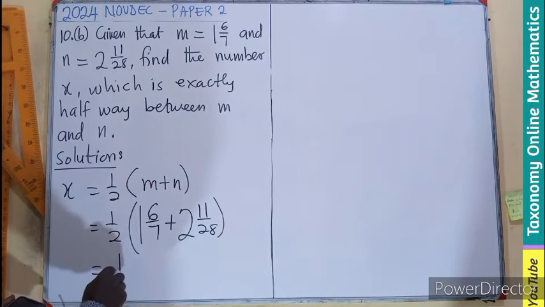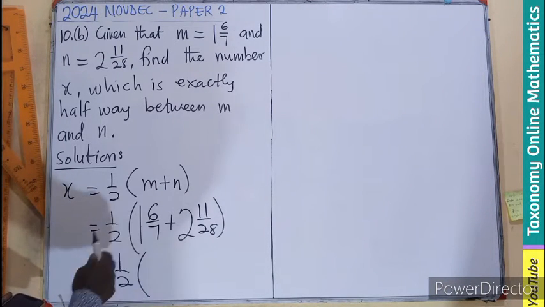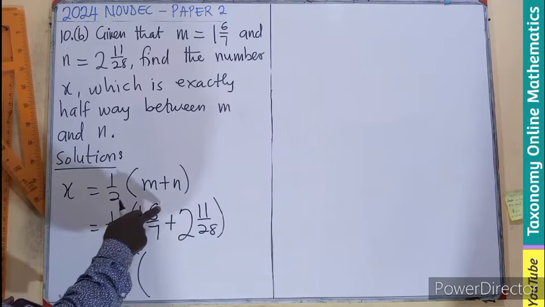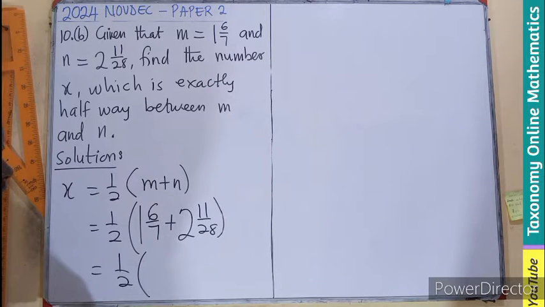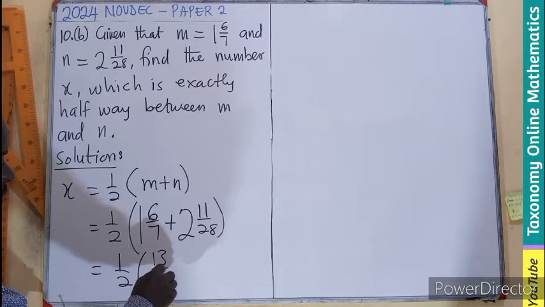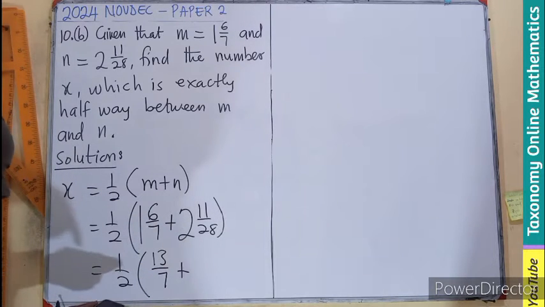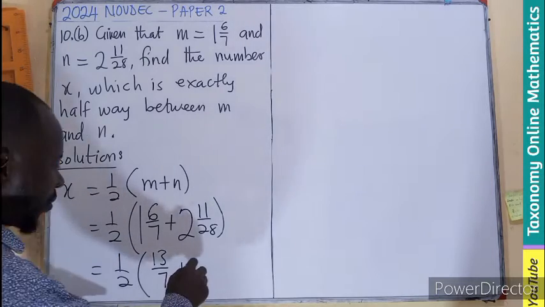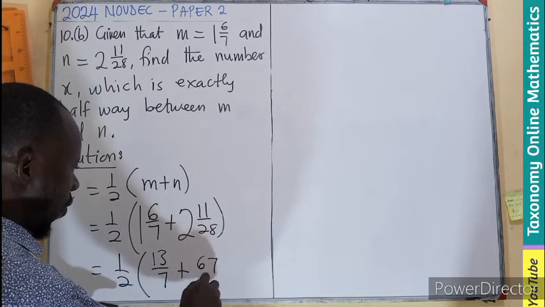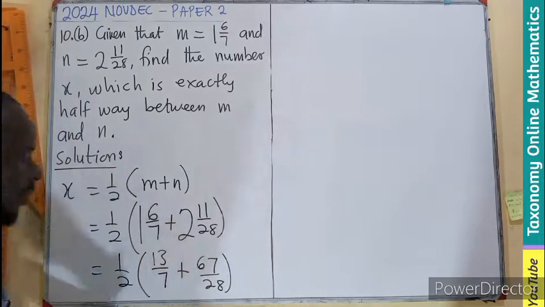So this will become 1 on 2. I think this we don't need a calculator. This will be 7 plus 6, that will be 13 on 7. Then we have 2 times 28, that will give you 56, plus 11. That will be 67 on 28.